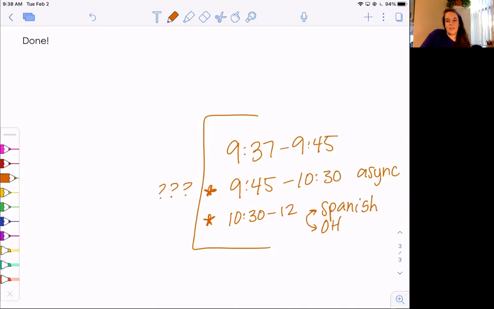I see you with that X. I like these little things, emojis. Awesome.